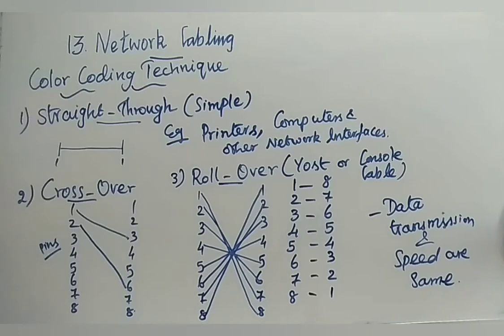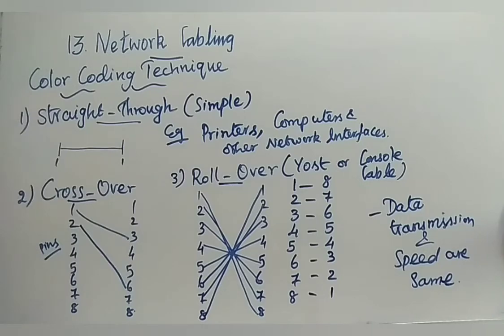So what have we discussed by now? First we finished the Ethernet cable color coding technique. First is the straight through wiring, the next one is crossover wiring, and the third one is rollover wiring.